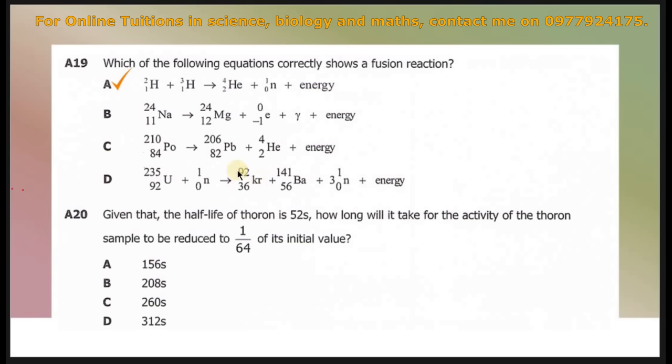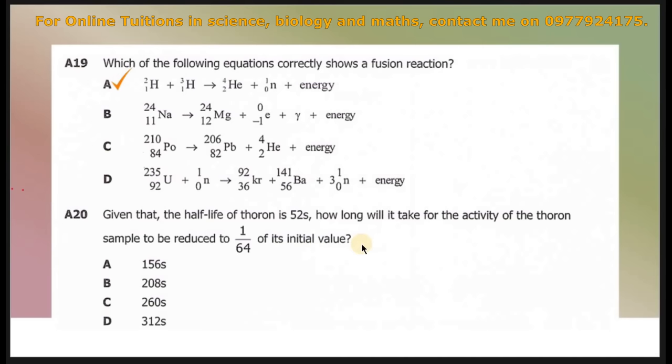So this is the one which represents the fusion reaction. Then question 20 says, given that the half-life of thorium is 52 seconds, how long will it take for the activity of the thorium sample to be reduced to 1 over 64 of its initial value.